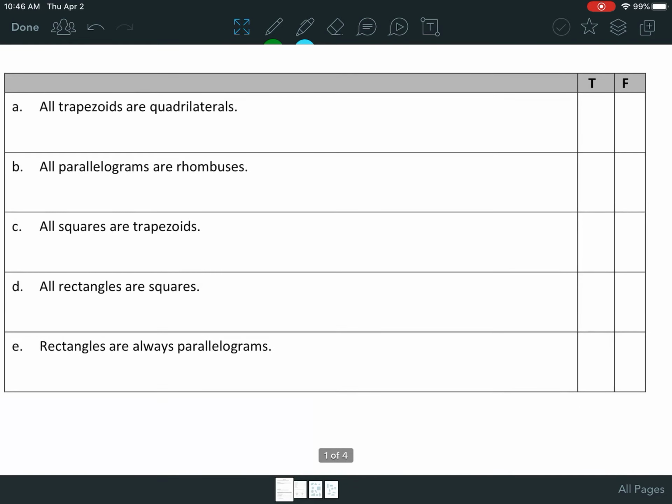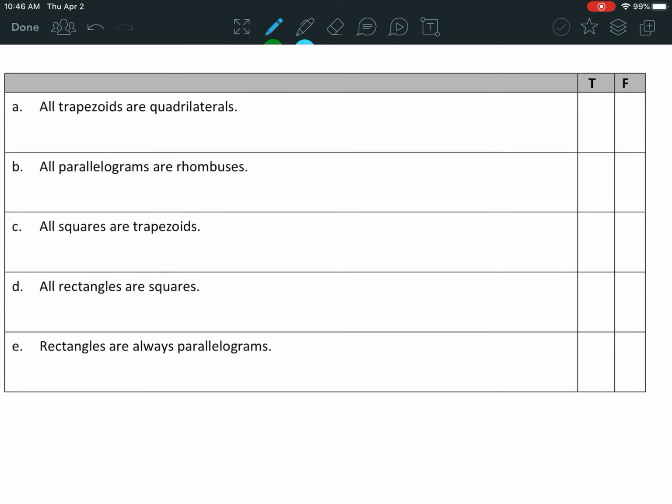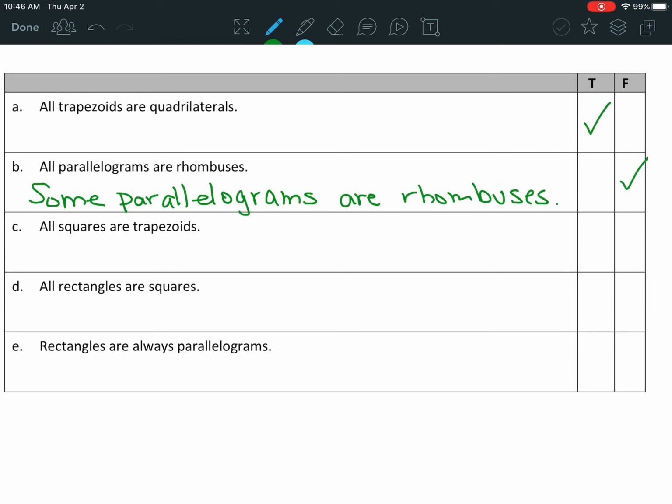The first one says, all trapezoids are quadrilaterals. And that is, in fact, true because all trapezoids have four sides. B says, all parallelograms are rhombuses. And that is false. We're going to change it to make it true and say some parallelograms are rhombuses. In order for a parallelogram to be a rhombus, all four sides have to be equal.